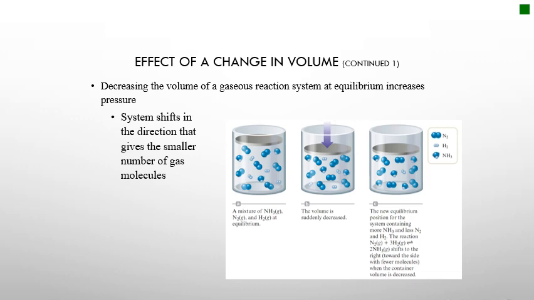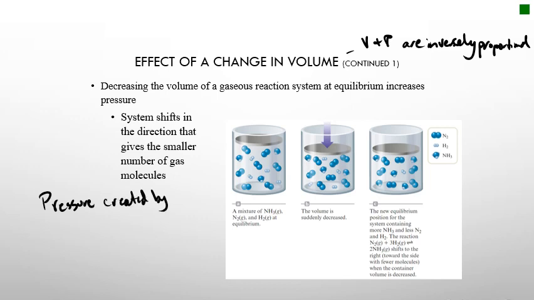Okay, so we're now going to look at changes in volume. And when we talk about changes in volume, just remember that volume and pressure are inversely proportional to each other from our gas laws unit. So what that means is that when we decrease the volume of a gaseous system, that is going to increase the pressure of the system. And so according to Le Chatelier's principle, the system is going to want to shift in the direction that would produce a smaller amount of pressure. You have to remember from our gas law unit that pressure is directly proportional to and created by collisions between the particles and the container walls.